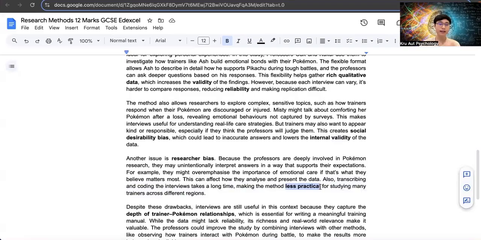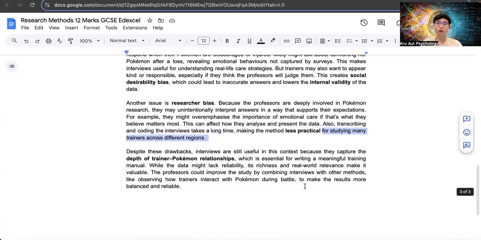So actually, this one can be validity. Okay, it takes a long time, but not really. It's that bias, which means the results wouldn't be that accurate in terms of having researcher bias in an interview. So we can say it's not valid in studying the emotional bond between Pokemon trainers and Pokemon. But also it's not practical, there are no good applications for studying many trainers across different regions. That's this paragraph.